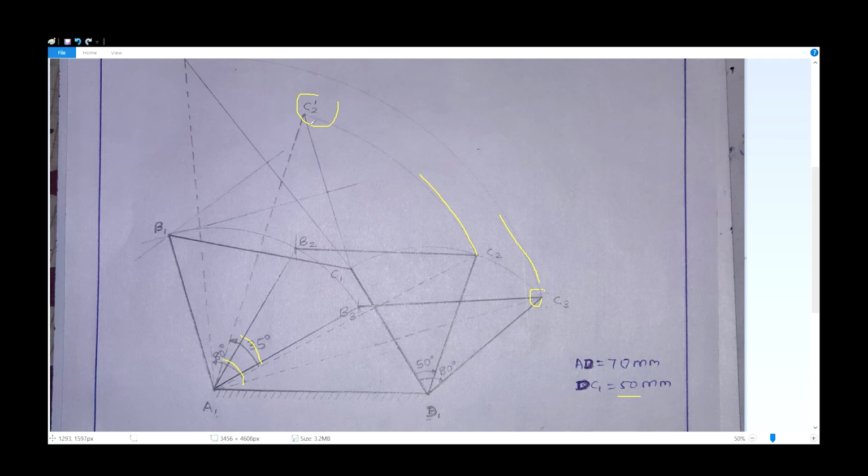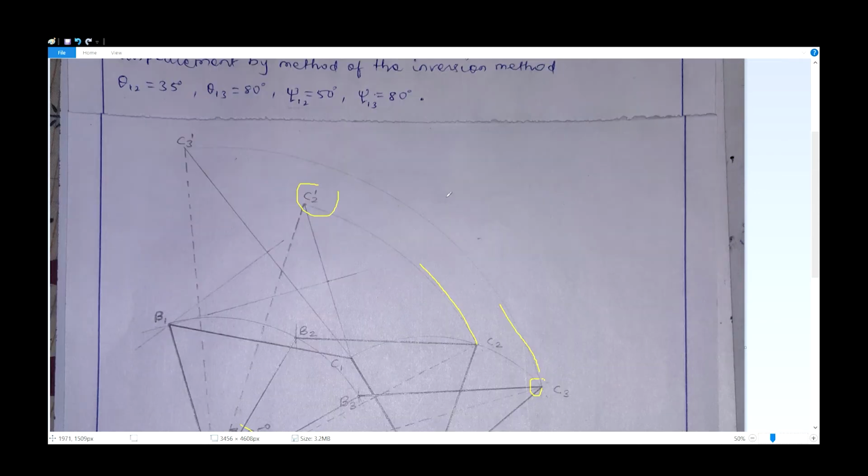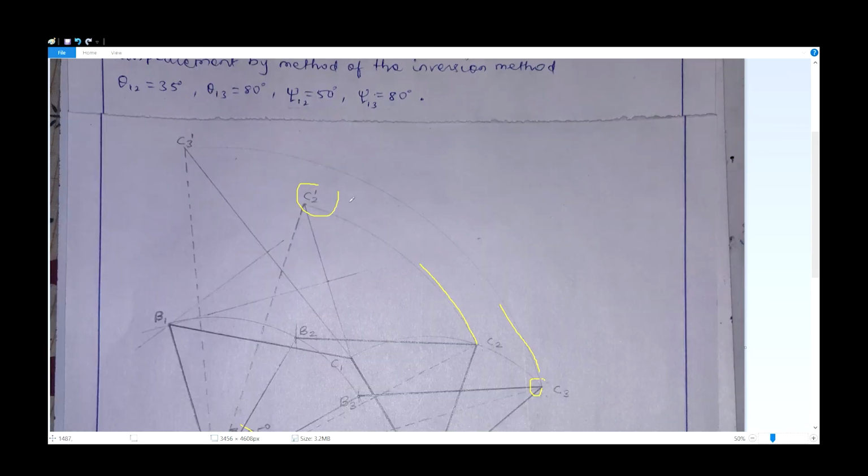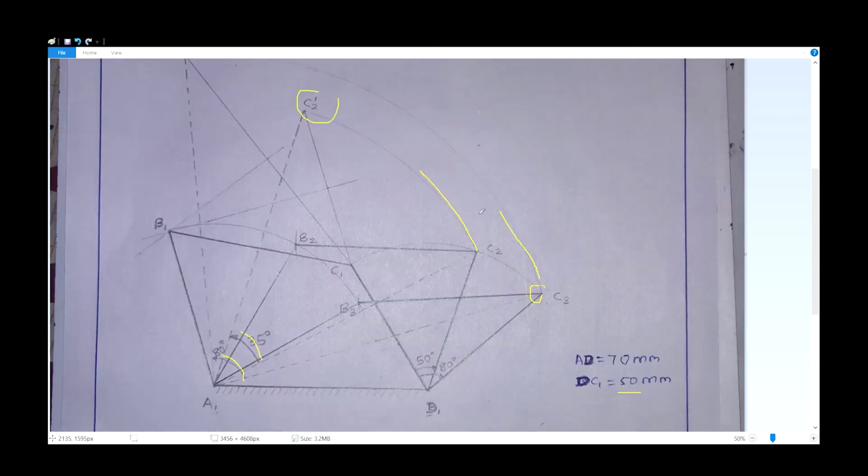After getting points C2 dash and C3 dash we need the point B1. So for getting B1 we will join the points C3 dash and C1, and C1 and C2 dash. So after this we will draw the mid normal of C1 C3 dash, also C1 C2 dash. This is the mid normal of this line, and this is the mid normal of this line. These two mid normals will cut here at the point B. This is the point B.